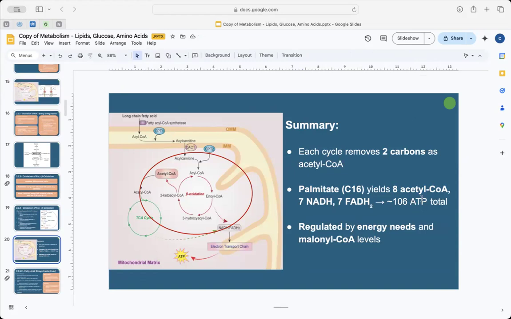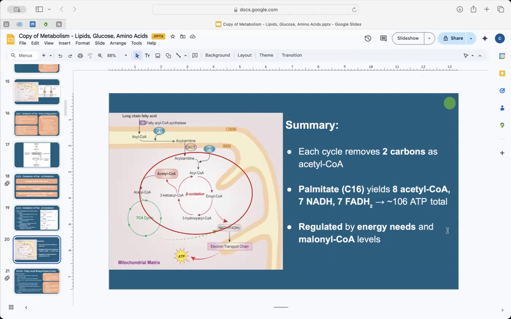Palmitate yields 8 acetyl-CoA, 7 NADH, 7 FADH2, which would be around 106 ATP in total. So that kind of just goes to support what we talked about earlier in terms of the importance of lipid metabolism, that it's very energy dense. One palmitate yields that much ATP. That's a lot of energy in comparison to glucose, which we'll get to in a second.